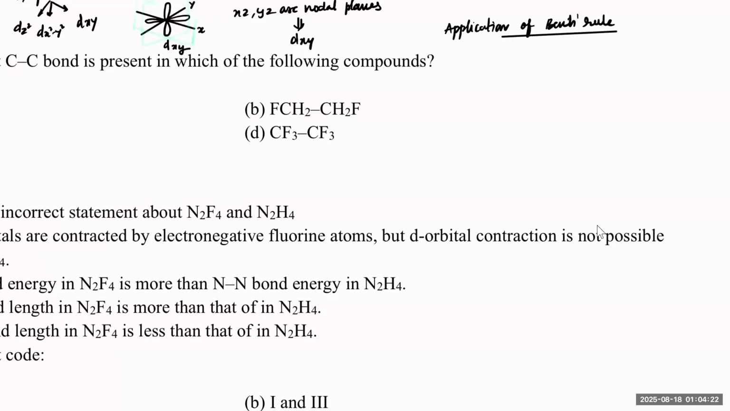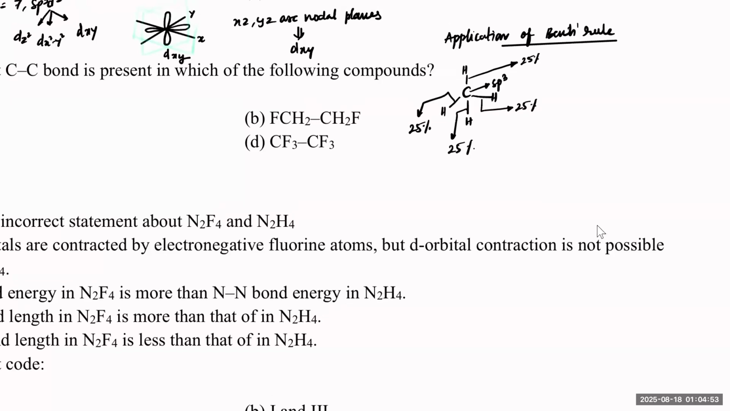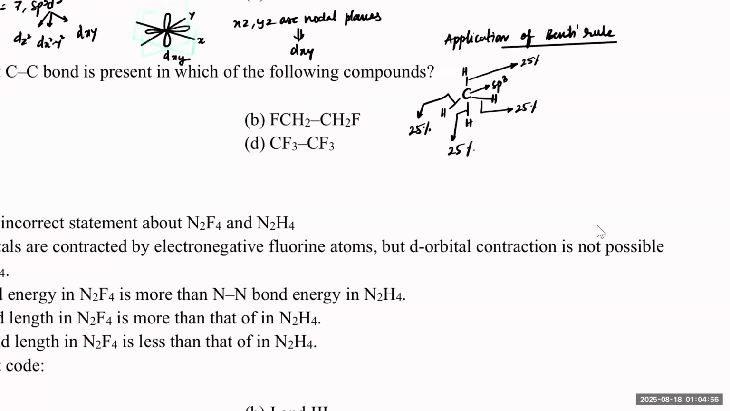Now, we'll start with a basic example. Let's say you have hydrogen, hydrogen, hydrogen, hydrogen. Since carbon is sp3 hybridized, what is the percentage s character in this orbital? It will be 25% only. In this orbital, 25% only. Because it is uniform, it will be 25%. Here also it will be 25%. It will be 25% in all the cases, correct?